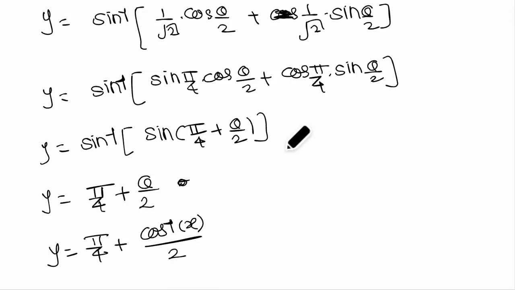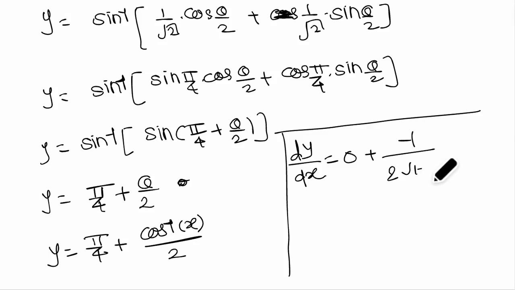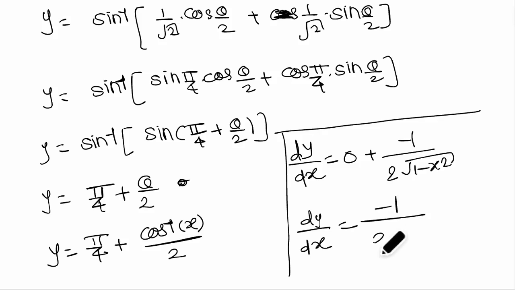Okay. So if you differentiate with respect to x, you will be getting dy by dx equal to pi by 4 differentiation will be 0, plus cos inverse x differentiation will be minus 1 upon 2 root of 1 minus x square. So guys, your final value of dy by dx will be minus 1 upon 2 root of 1 minus x square. So this will be your final answer.